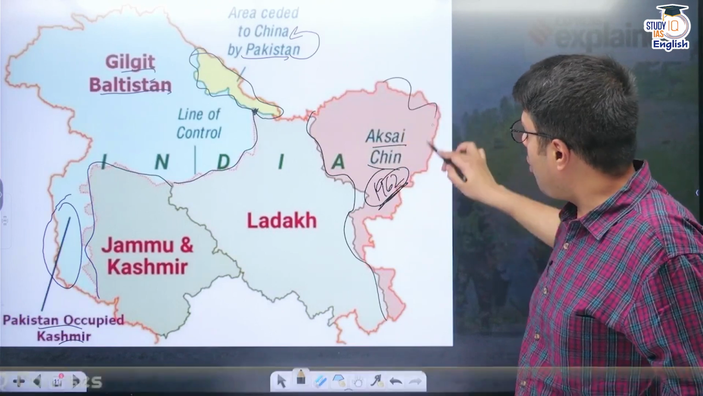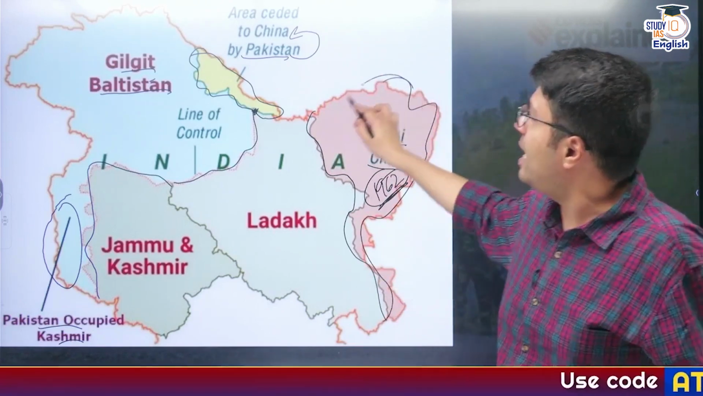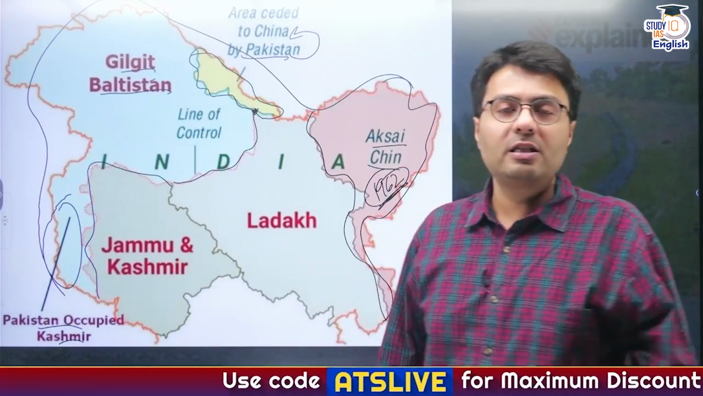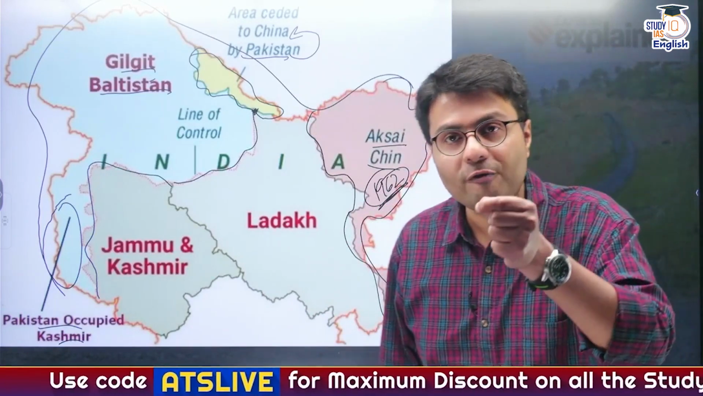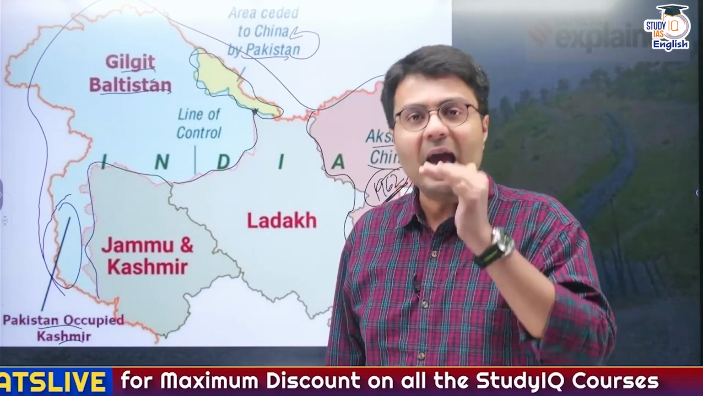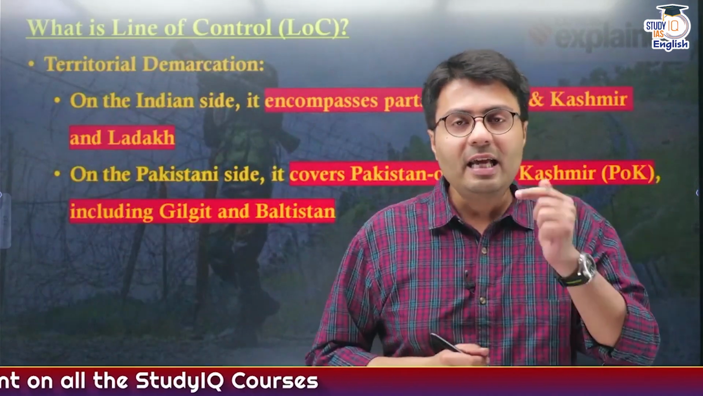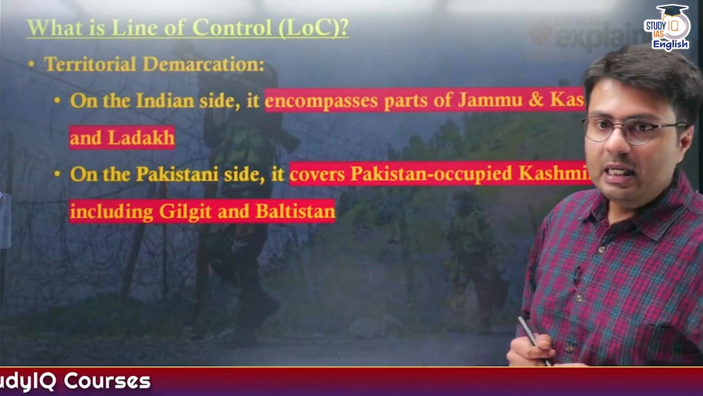But this is not the formal territory of China. This is an official territory of India because this entire boundary belongs to India as per the Instrument of Accession which was signed between the then ruler of Jammu and Kashmir, Maharaja Hari Singh, and the Indian government. Understand? Now let's see what is the territorial demarcation of the Line of Control.